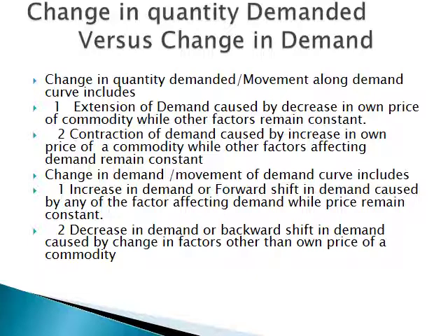Here it is important to understand it clearly. Here we have divided all the determinants affecting demand into two categories. One is the relation between price and demand. The other is the relation between demand and other factors while price remains constant.